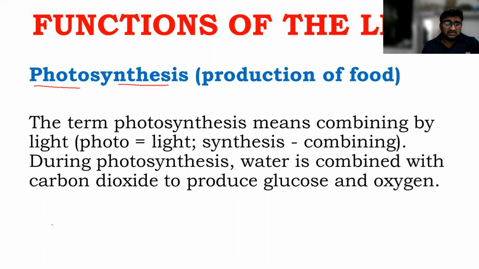In the process of photosynthesis, carbon dioxide is absorbed from the atmosphere through the stomata. The water is absorbed by the roots, transported along the different parts of the plant, and finally transported to the leaves. With the help of that carbon dioxide and water in the presence of light, the photosynthetic pigments prepare glucose.